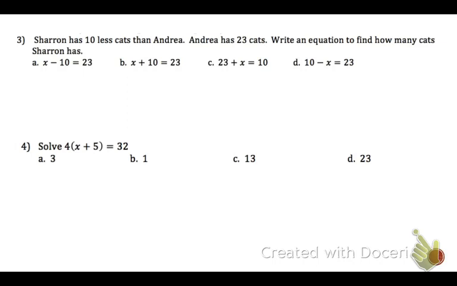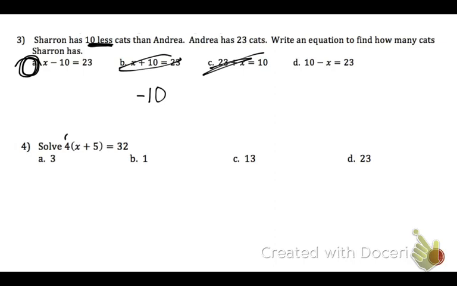Okay, problem 3. Sharon has 10 less cats than Andrea. Andrea has 23 cats. Write an equation to figure out how many cats Sharon has. So first of all, I want to focus on 10 less. 10 less cats means -10. So there needs to be a -10 somewhere in this answer. I can right away take off both B and C. D looks kind of good because it's 10 minus, but we always read 10 less as something -10. So our answer here is going to be A. X minus 10 equals 23.